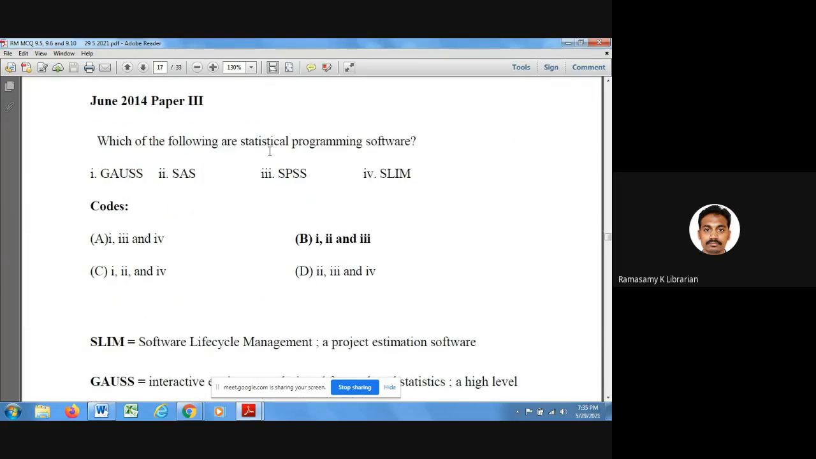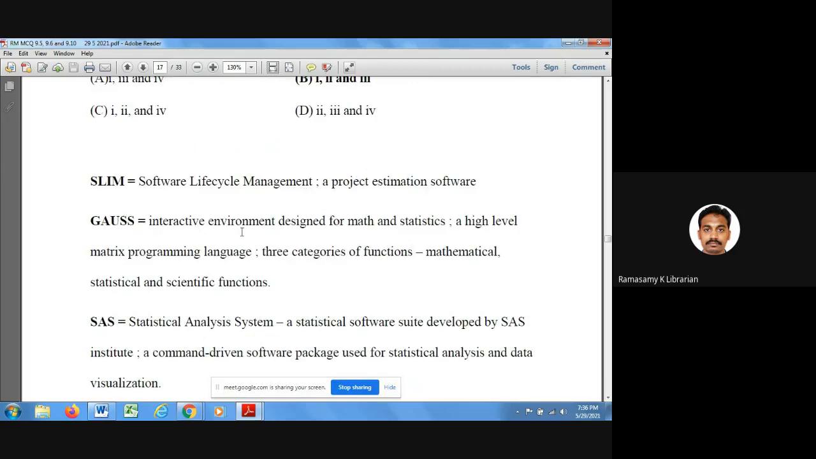Next question, which of the following are statistical programming software? You know very well, SPSS is software. In the same way, even GAUSS and SAS are also statistical software. SLIM is actually a software lifecycle management software which can be used to estimate projects. GAUSS is an interactive environment meant for mathematical and statistical analysis. It is a matrix programming language, and it has three different categories of functions: mathematical, statistical, and scientific.